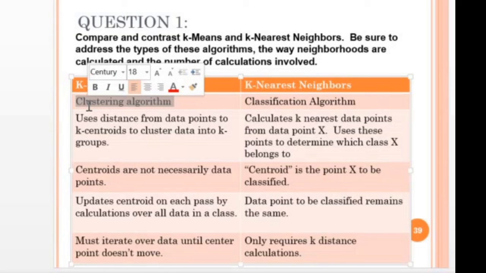So what is the difference between clustering and classification algorithms?